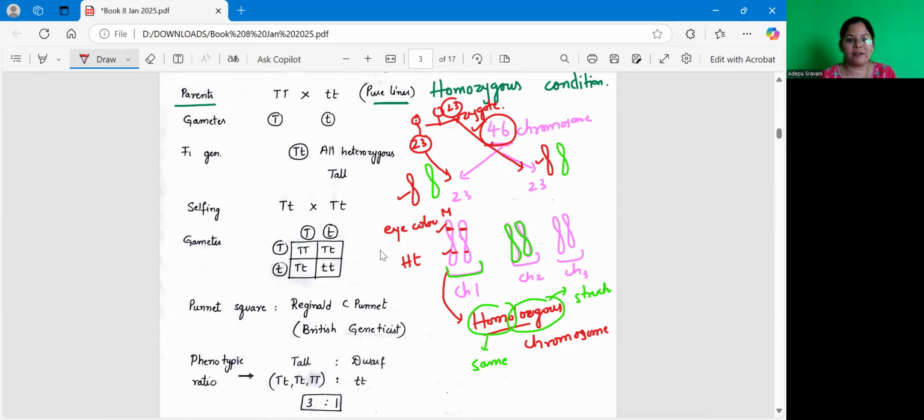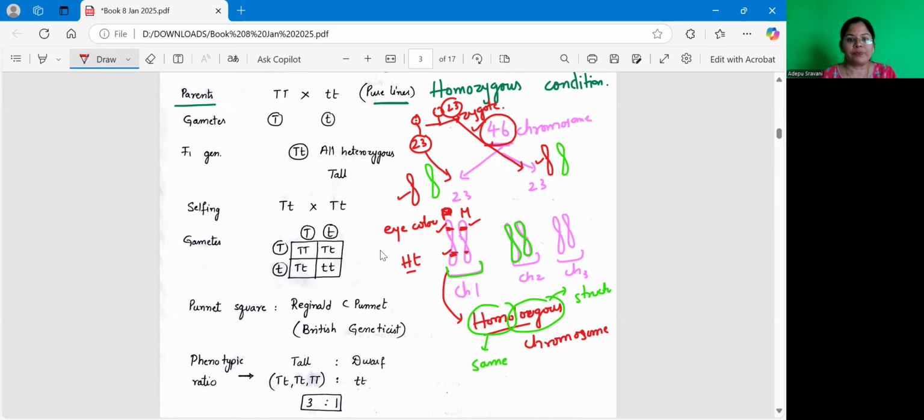So let us say, okay, first let me write down paternal and then maternal. So in father's chromosome, that is the paternal chromosome, here I have the gene for eye color. In mother's chromosome also, I will have the gene for eye color. Same way, in the first chromosome of the father, here I'll have the gene for height. Here also I have the gene for height. Are you able to follow?